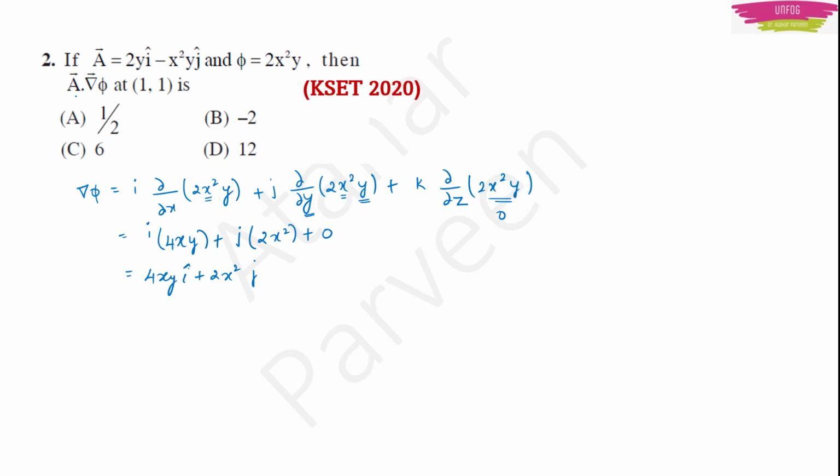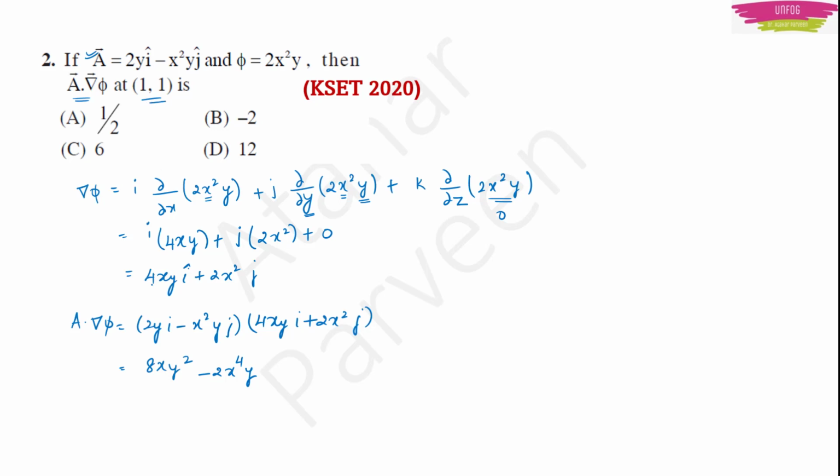Now they want us to find A into del phi, right? This vector A they have given. It is not A into del phi, it is A dot del phi. So A dot del phi will be equal to vector A, which is 2y into i cap minus x square y into j cap, and del phi is 4xy into i cap plus 2x square into j cap. Now just do the dot product as it is, i into i, j into j. It will become 8xy square minus 2x to the power 4 y.